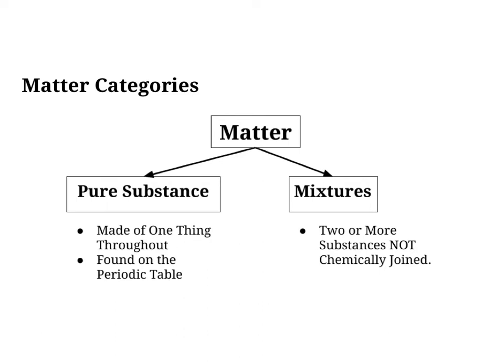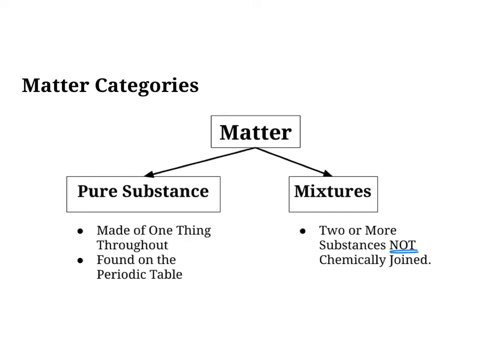on your periodic table. So if you haven't dug your periodic table out yet, you're going to want to do that. So if it's found on the periodic table or made up of things that are on the periodic table, it's going to be considered a pure substance. On the other side, we have mixtures, and that's two or more substances that are not chemically joined, meaning that they should still be relatively easy to pull apart.